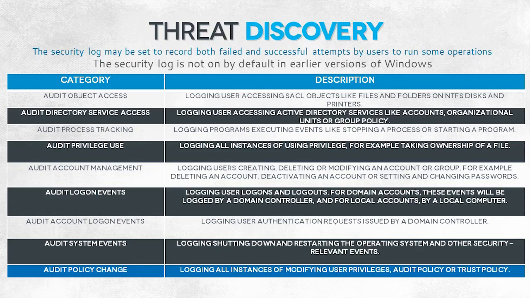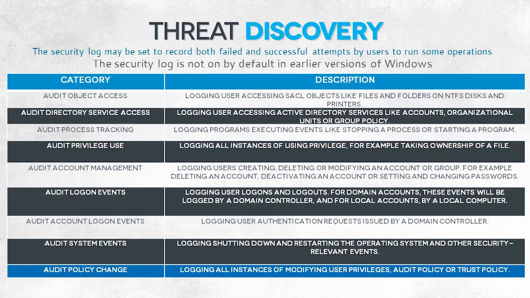The object access category includes all operations on objects. An object can be a file or a folder, or a printed document. An attempt to read a file will also be logged. The second category is directory service access. Once this is enabled, the security log will record all successful or failed attempts to read and modify data stored in the Active Directory database.